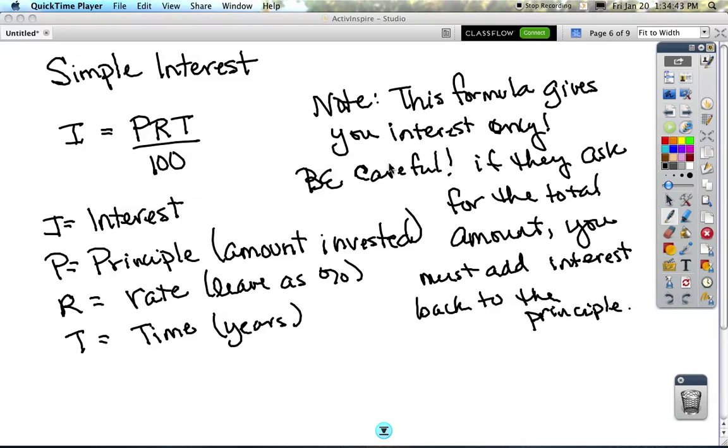The I is the interest. The P is the principal or the amount invested. R is the rate. You're going to leave it as a percent, you just drop the percent symbol. T is the time, and it has to be in years. What if it's like half a year? Then we put 1/2.